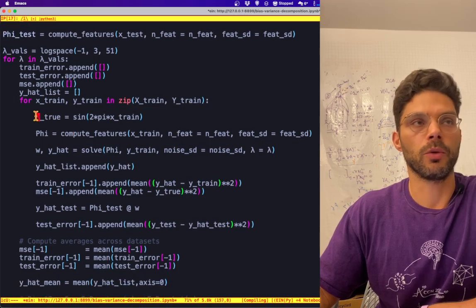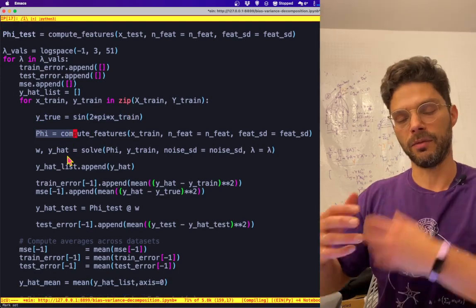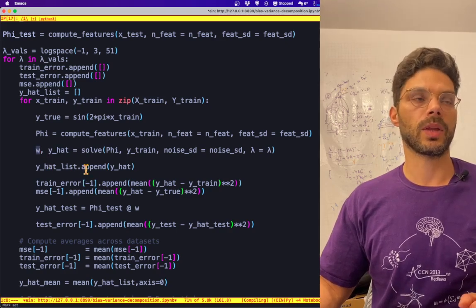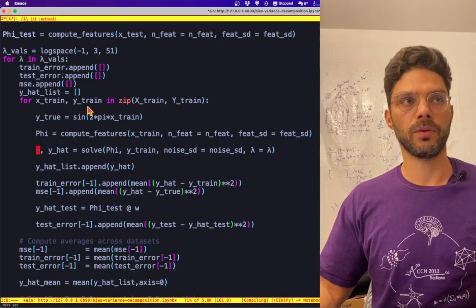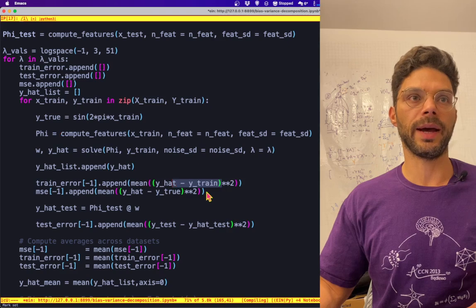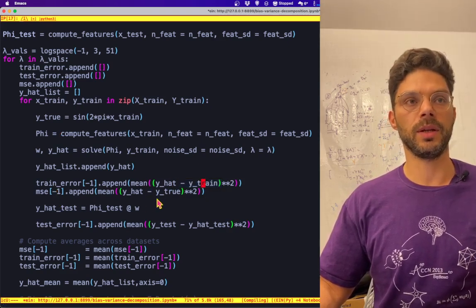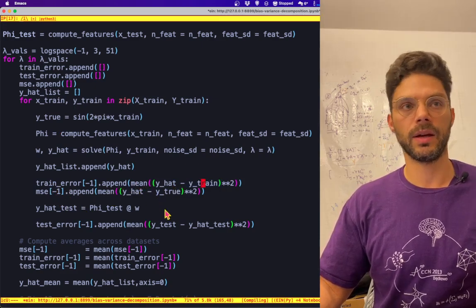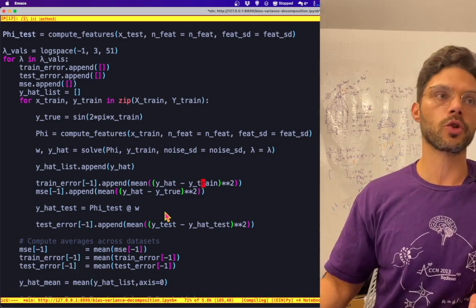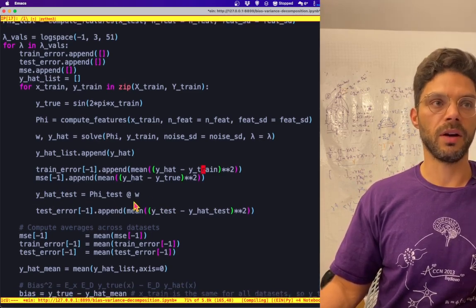Again, for each one we just generate the true data. We compute the feature vectors that we need. We compute the weights, and we add that to our list for a given data set. We compute the training error, by subtracting y hat minus y train, the mean squared error. So that's going to be the difference between y hat and y true. Remember, I think in the chapter the y true is called h. And then we compute the test error as well.